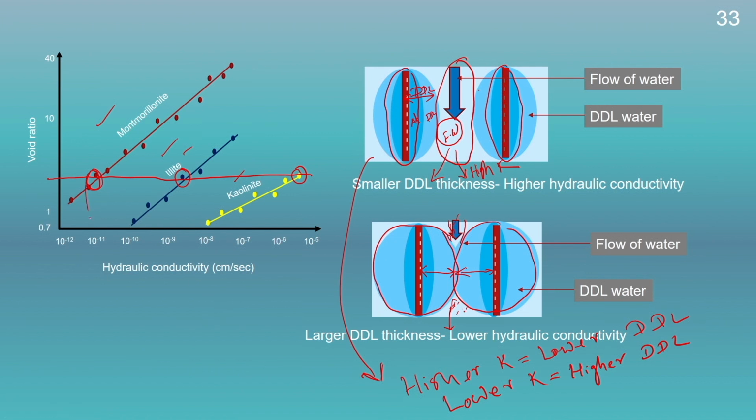Again, the lower value of hydraulic conductivity of montmorillonite will be due to its formation of the diffuse double layer thickness, or its higher diffuse double layer thickness in comparison to illite and kaolinite. Since kaolinite will not be able to form the diffuse double layer thickness, its hydraulic conductivity will be very high and it will be more pervious in comparison to montmorillonite and illite.